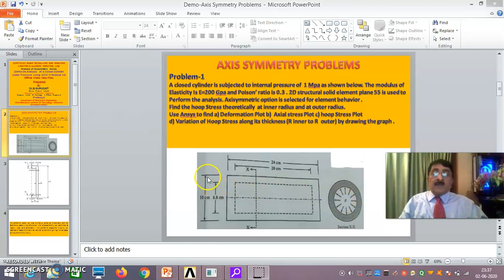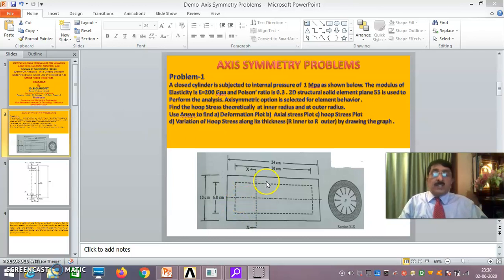As you see here, this is 100 mm, 10 centimeter. This is 68 mm, which means almost 16 mm thickness you have here. And this is 240 mm, this is 200, which means 20 mm thickness here. Anyway, I'll give you the dimensions. But here it is axisymmetry, meaning for this problem this is the axis. About this axis, we'll take one half, either the top half or the bottom half, into consideration.